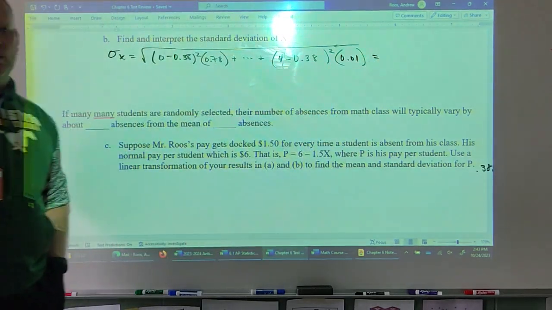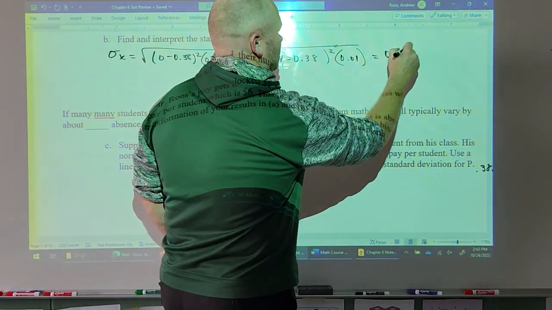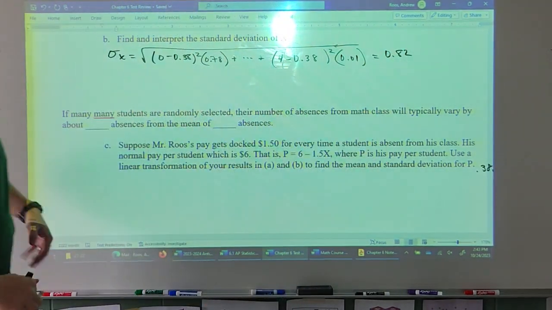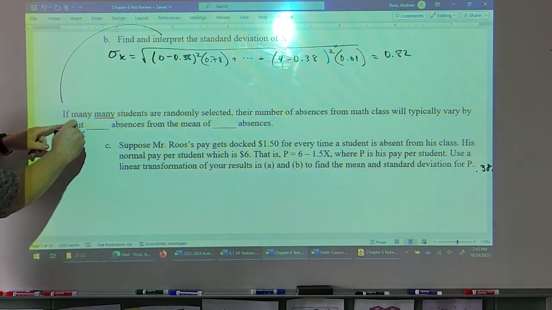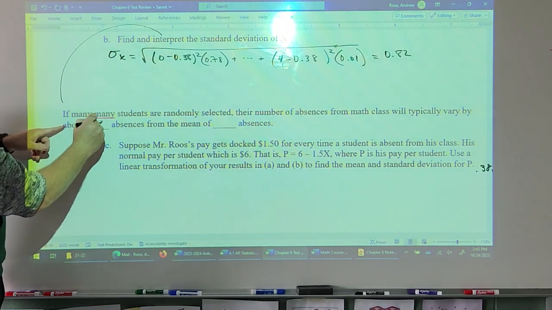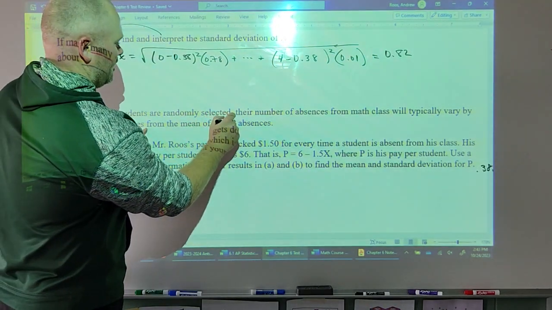And again, from that one var stats readout, we should have got a standard deviation of about 0.82. So again, that interpretation piece: if many students are randomly selected, their number of absences from math class will typically vary by about the standard deviation, so by about 0.82 absences from the mean of 0.38 absences.